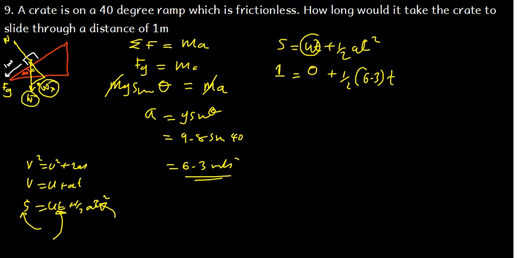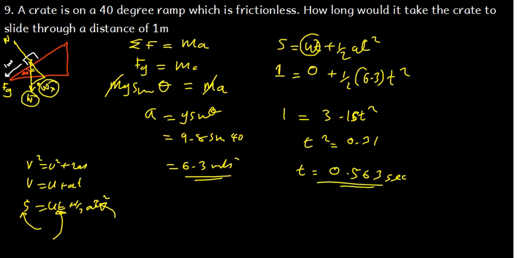And then t squared. So that is going to give us 1 = 6.3 divided by 2, which is 3.15 t². Remember with t squared, we're going to divide 1 by that 3.15. That will give us 0.31. So we are going to square root to remain with t, and that gives 0.563 seconds. So that will be the time it is going to take.